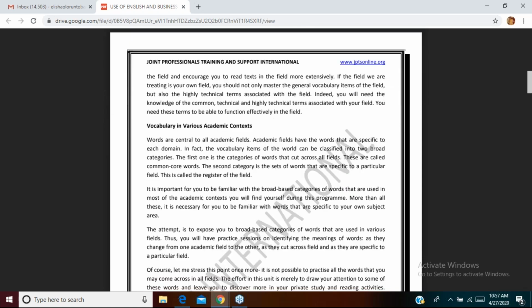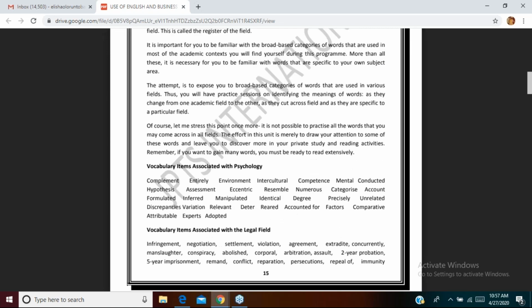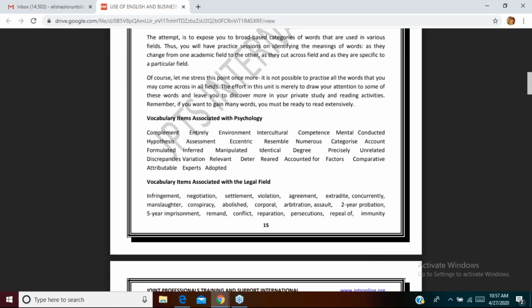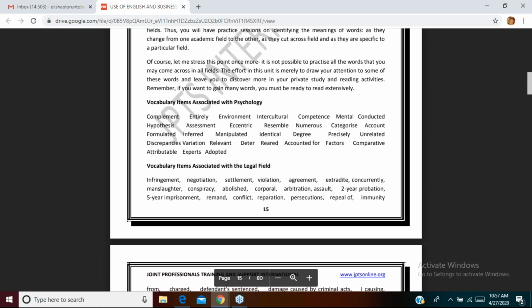For example, let's look at vocabulary items related to psychology. We have complement, entirely, environment, intercultural, competence, mental, conducted, hypothesis, assessment, manipulated, identical, degree, precisely, unrelated, variation, relevant, accounted for, comparative. These are words associated with psychology. You can add your own.